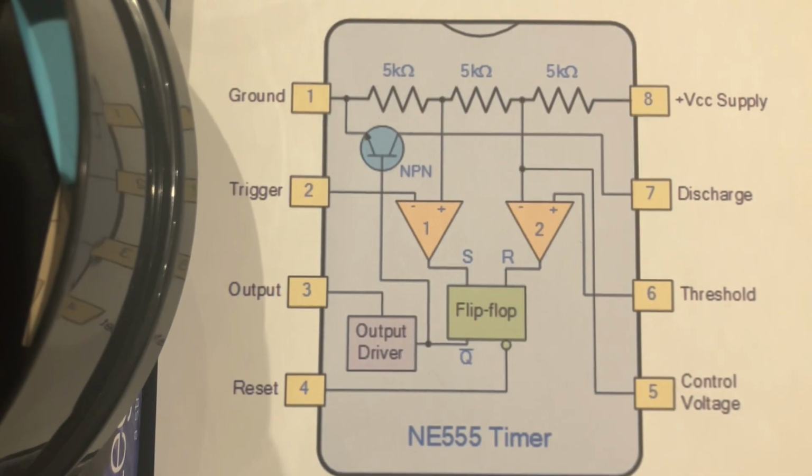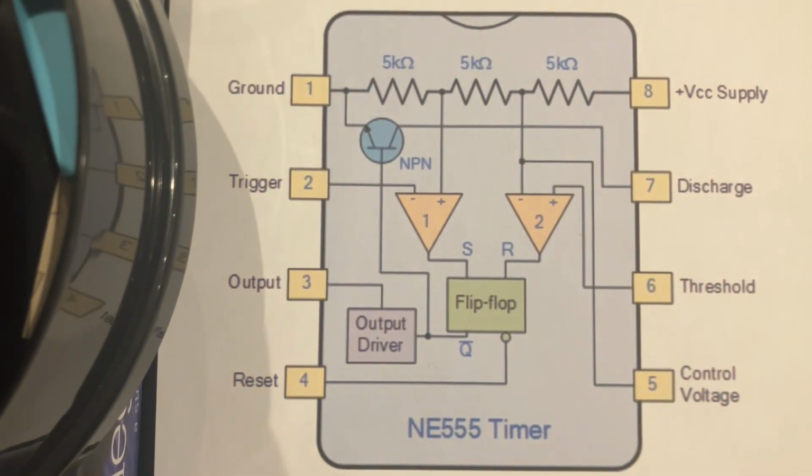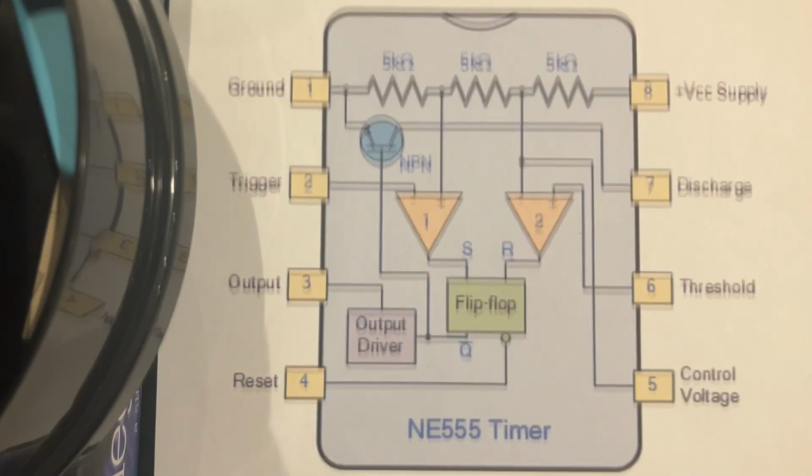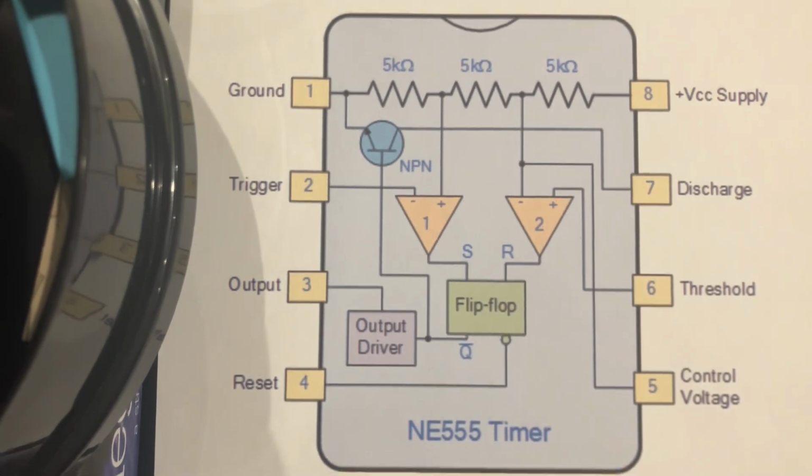The output stays high for the full timing interval set by the resistor and capacitor. After the capacitor charges to 2/3 VCC, the 555 returns to its idle state, the output goes low again, and the discharge transistor turns back on.